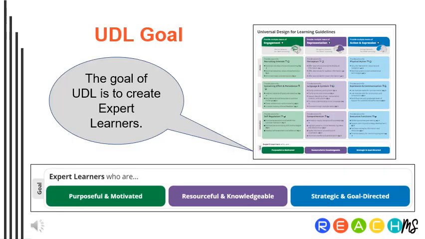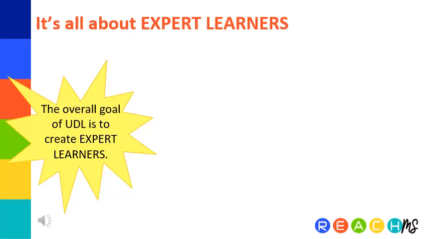Remember that the goal of UDL is to create expert learners, and through the implementation of action and expression checkpoints, you'll be creating strategic and goal-directed learners. The goal of all of UDL is to create expert learners. Take a look at this video from Katie Novak. She's one of the leading practitioners in UDL, and she offers a great perspective on what UDL is as she explains it to students.